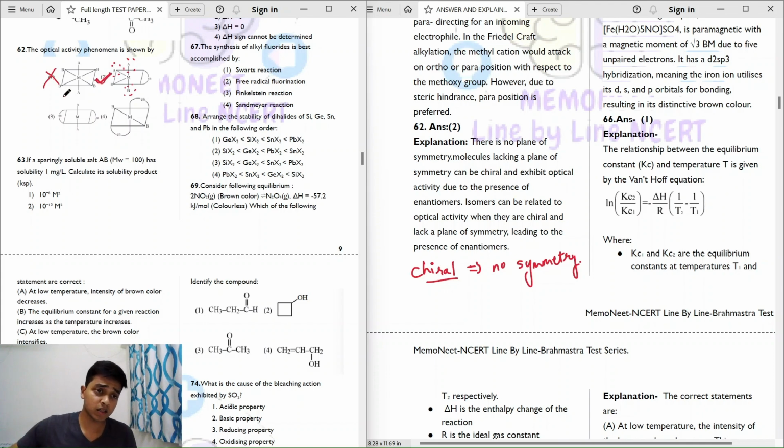Still, if we take a look at option 3, we have two ethylene diamine molecules on each side and A above and A below.